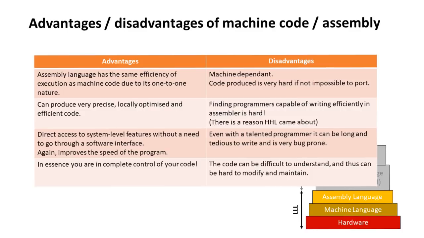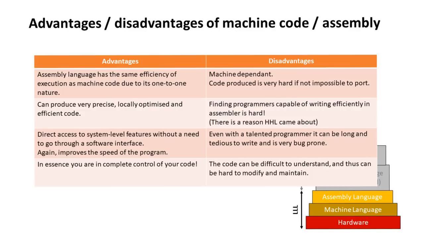So, assembly language has the same level of efficiency of execution as machine code due to its one-to-one nature. You can produce incredibly precise, locally optimized and very, very efficient code. When you're programming in assembly, you have direct access to system-level features. There's no need to go through some complex software interface. All of these improve the speed of the program. In essence, with assembly language, you are in complete control of your code.